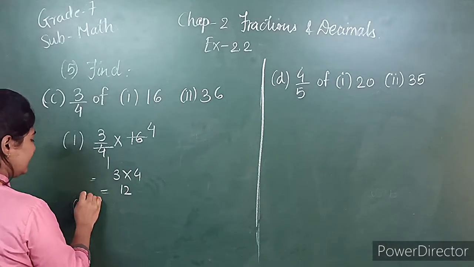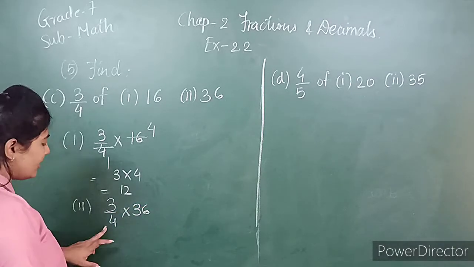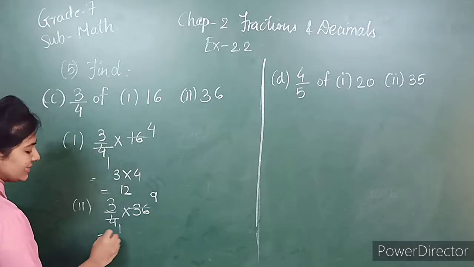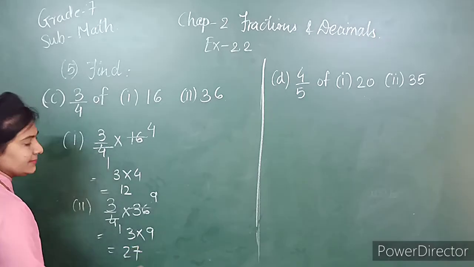Then the second one, 3 by 4 of 36. So here again we have to cut it with 4. 4 ones are 4, 4 9s are 36. So 3 9s are 27.